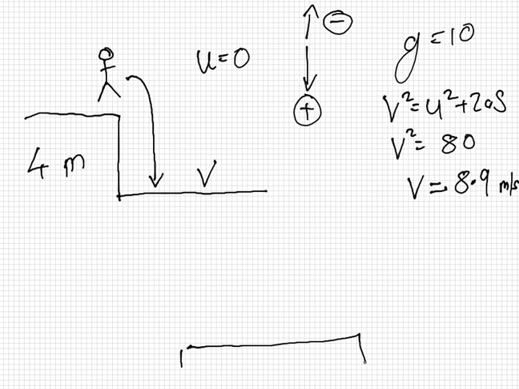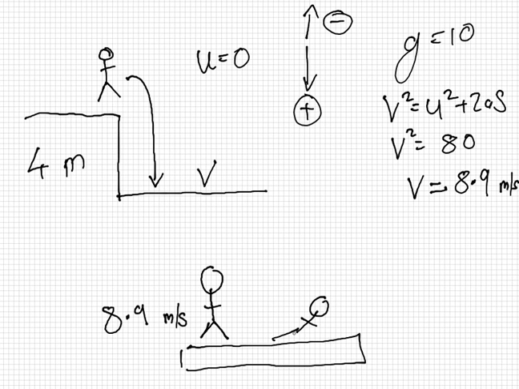Now let's look at this problem. Just before he hits the ground, what's his velocity? 8.9 meters per second. And then when he hits the ground, 0. Now, what's his mass? What mass will we give him? 50 kg.